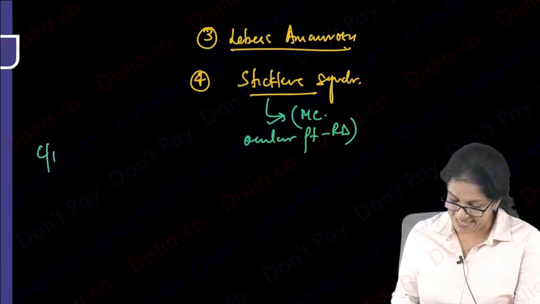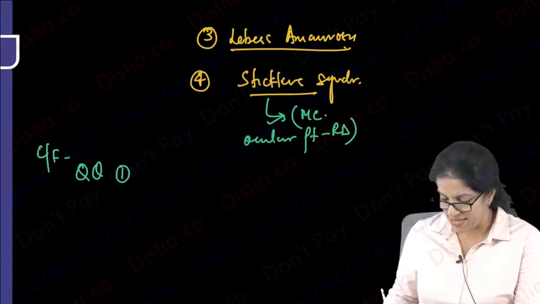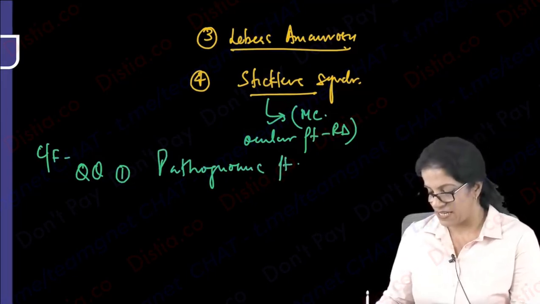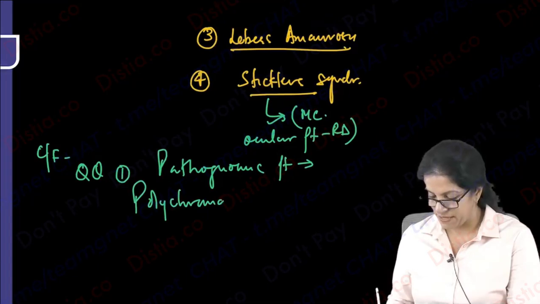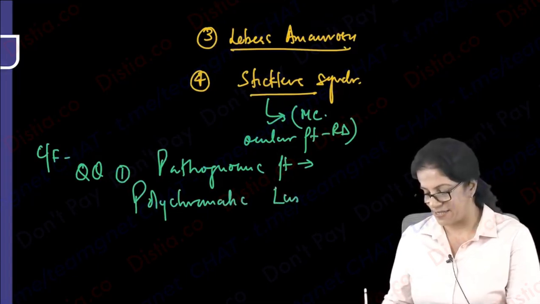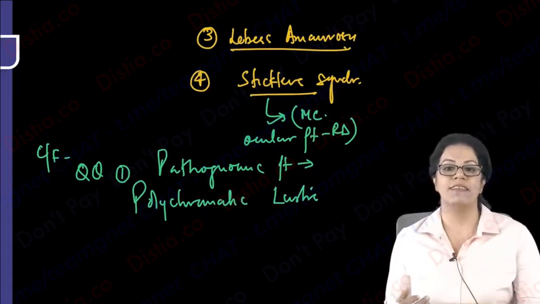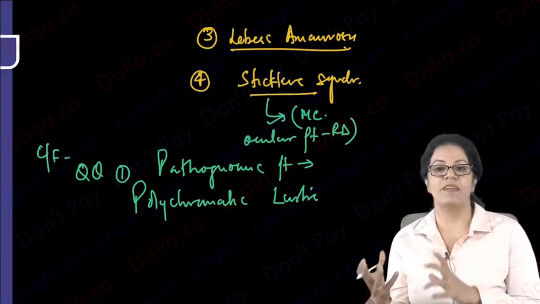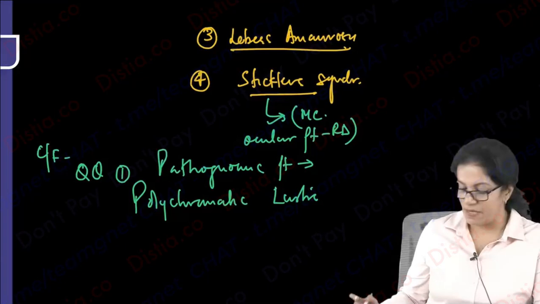Very important. Give the next heading, clinical features. First, a very, very important question: what is a pathognomonic feature of complicated cataract? P for P, polychromatic luster. What is polychromatic luster? Multiple colors are seen, right? When you're looking at the section of the lens, poly is multiple, chromatic is color. So, multiple colors may be seen.